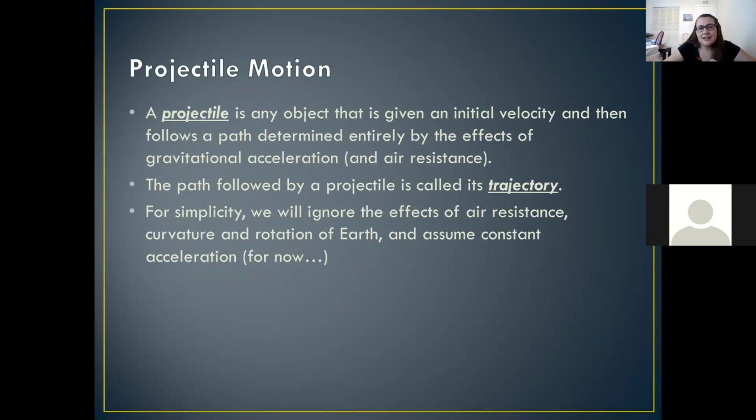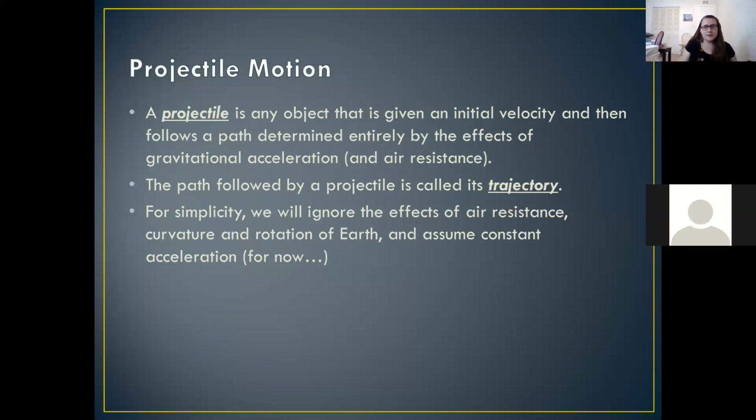So a projectile is any object that is given an initial velocity, and then it follows a path determined only by the effects of gravity and air resistance, but for the most part we'll be ignoring air resistance because simplicity. So once it's launched into the air, it becomes a projectile because only gravity and air resistance are acting on it. So the path that it follows as it's flying through the air is called the trajectory. Just so you have those 2 vocab words in your mind in case I refer to them later.